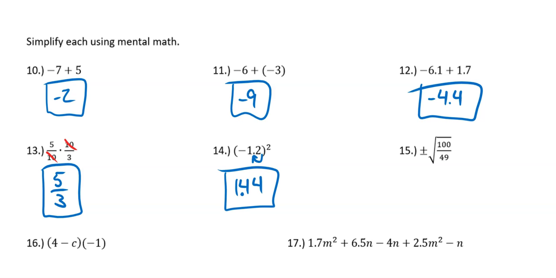If I look at something like this, you can just leave that plus or minus out front. You just take the square root of each of these individually. The square root of 100 is a 10. The square root of 49 is a 7. And that's it.